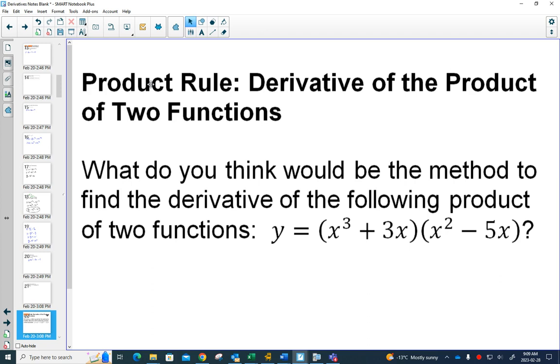However, sometimes it might be annoying to multiply things out, so it would be sure nice to figure out a way that we could do the derivative of this if we didn't multiply it out. And based on what we learned with the sum and difference rule, wouldn't it be nice if we could just take the derivative of the first one and multiply it by the derivative of the second one? That would be nice. And it does not work.